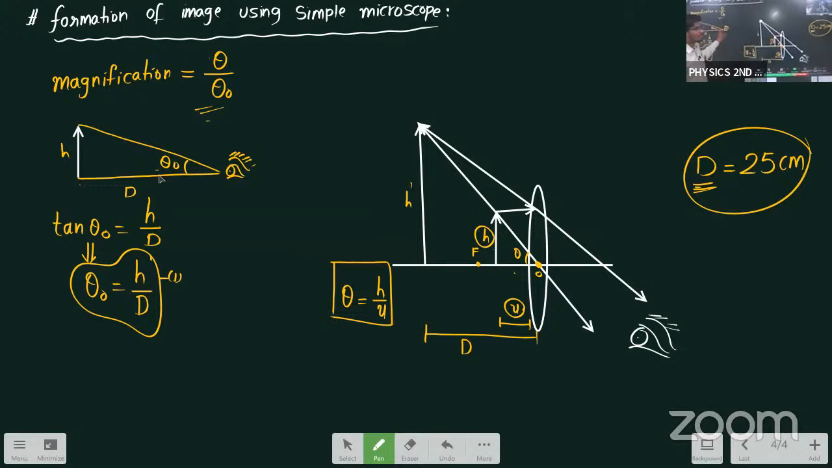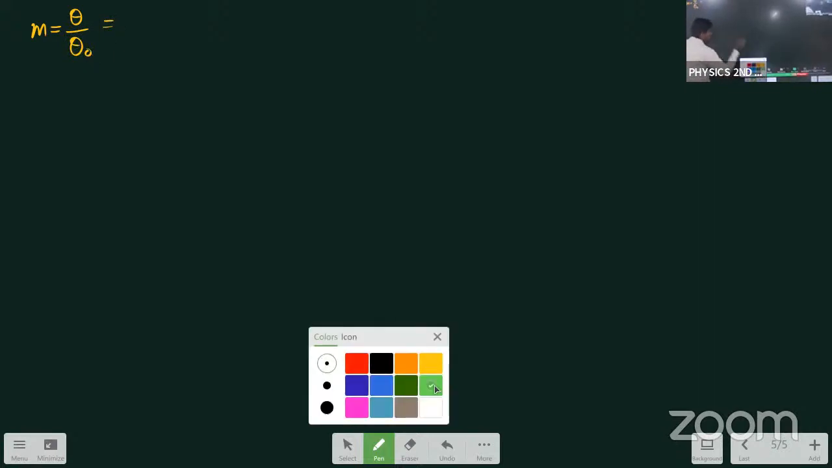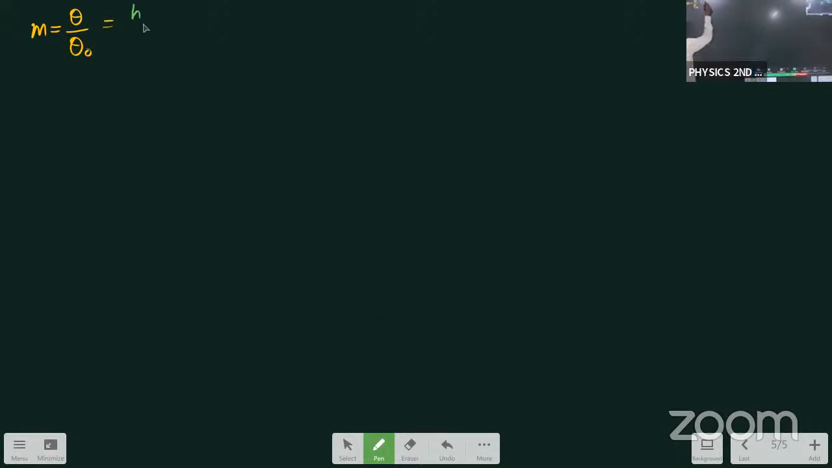The ratio of these two things is called what? Magnification. So let us see what will be the answer for magnification. What is the formula for magnifying power? Magnification M is equal to theta divided by theta naught. The value of theta I got is H divided by U, and the value of theta naught I got is H divided by D. So this H and this H will get cancelled. Finally, I will get the magnifying power as M is equal to D divided by U. I hope you understood till here.